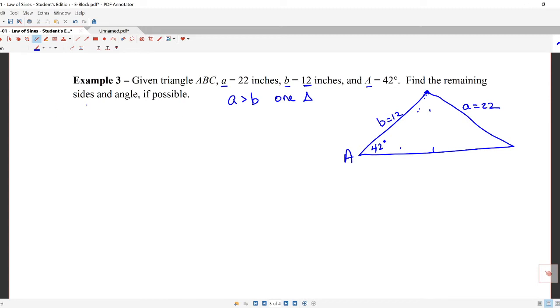So let's go ahead and do that. I'm going to label this angle B. I'm going to label this side C and up here angle C. So the first thing is I have a side angle combination. So I'm going to go 22 over the sine of A equals, and we're going to go B, which is 12, over the sine of B. We're going to cross multiply. So 22 times the sine of B equals 12 times the sine of A, which is 42.